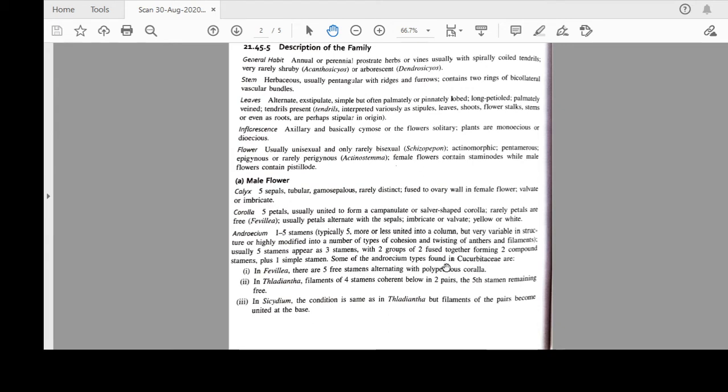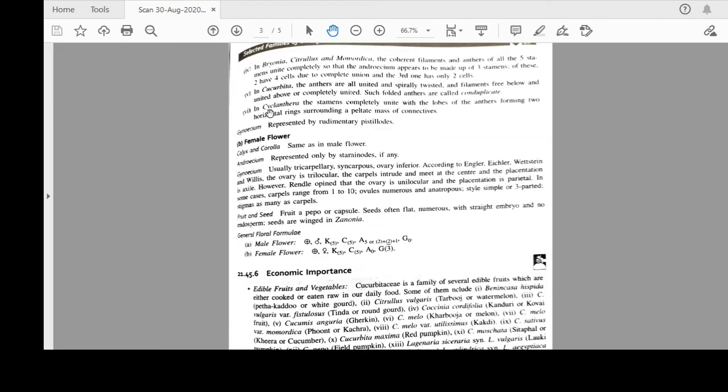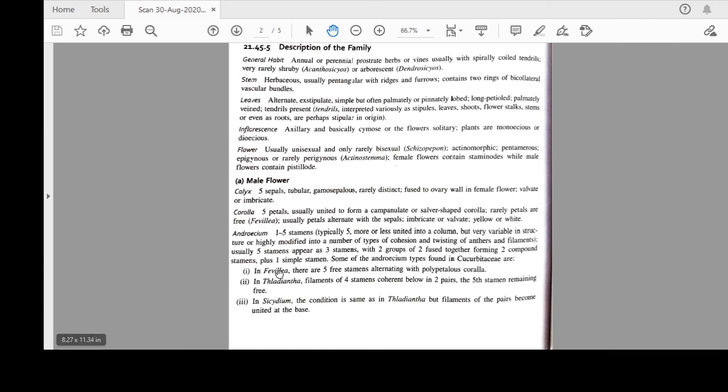Some of the androecium types found in Cucurbitaceae are here. There is variation in association of stamens in Cucurbitaceae. So, one is in Fevillea, where there are 5 free stamens alternating with a polypetalous corolla. This is the first condition. In the second condition, in Hemsleya, filaments of 4 stamens are coherent below in 2 pairs, and the fifth stamen remains free. So 4 are adjusted in 2 pairs and the fifth stamen remains free.